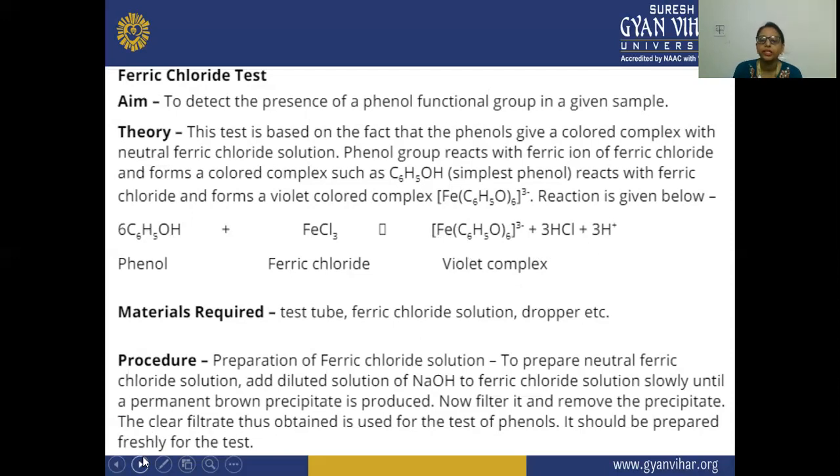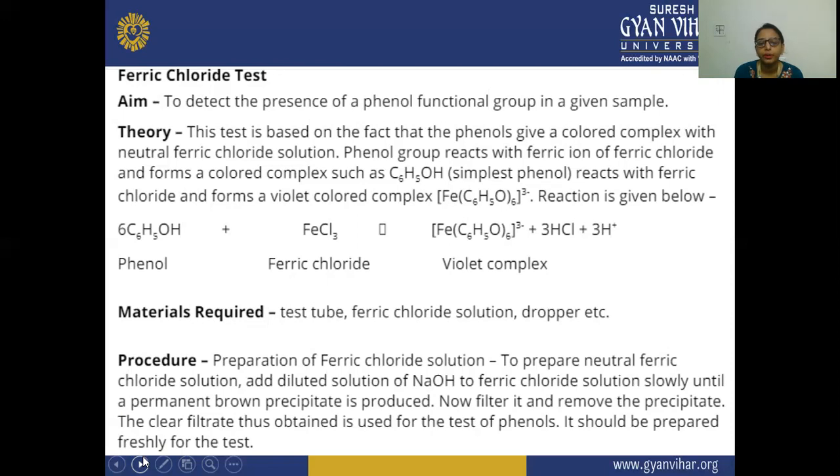Next, what are the materials required for this test? The materials required will be test tubes, ferric chloride solution, a dropper, plus your unknown sample. Next is your procedure. Now how will we perform it?